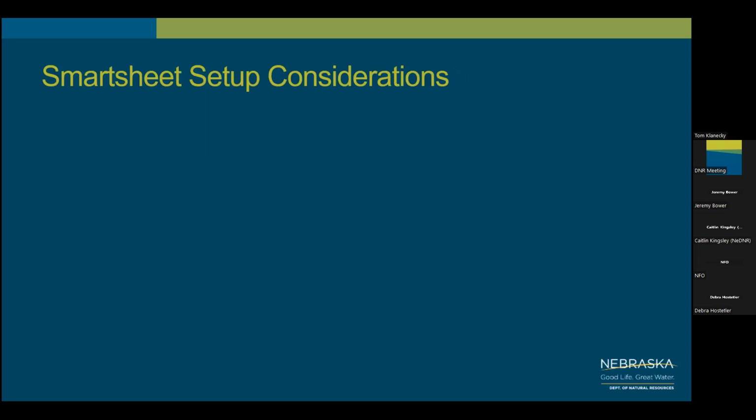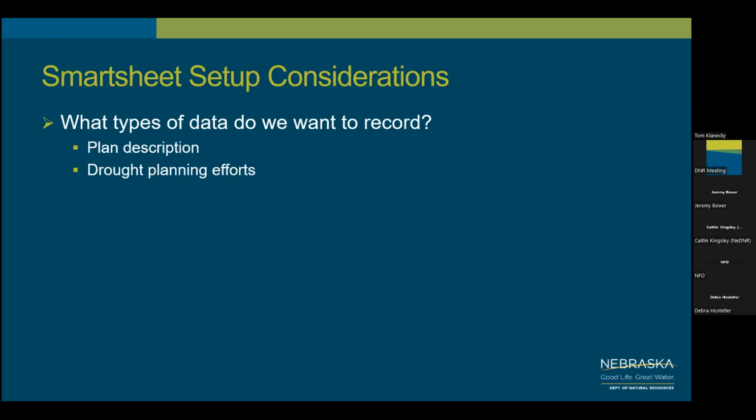So when we were doing the setup, there were a number of considerations that we needed to make before starting to fill it out. So we wanted to think about what types of data do we want to record. And like I mentioned, we wanted to record the drought planning efforts, but we also were interested in, what type of plan is this? When was it published? Who's involved? Who has decision-making power in enforcing this plan? So general plan description things.